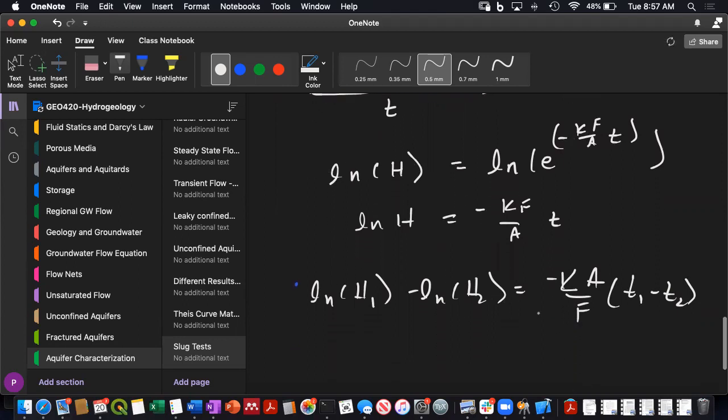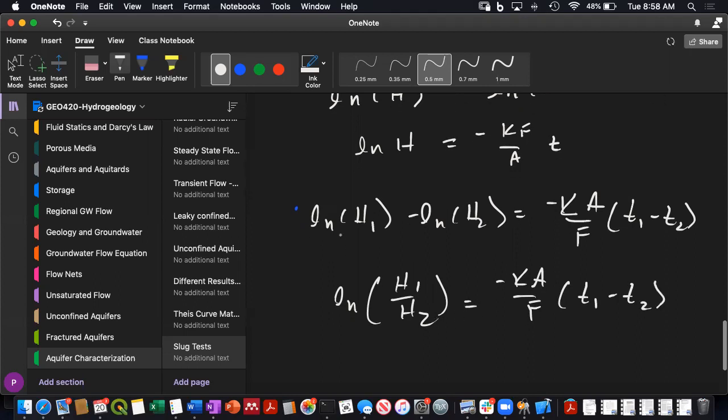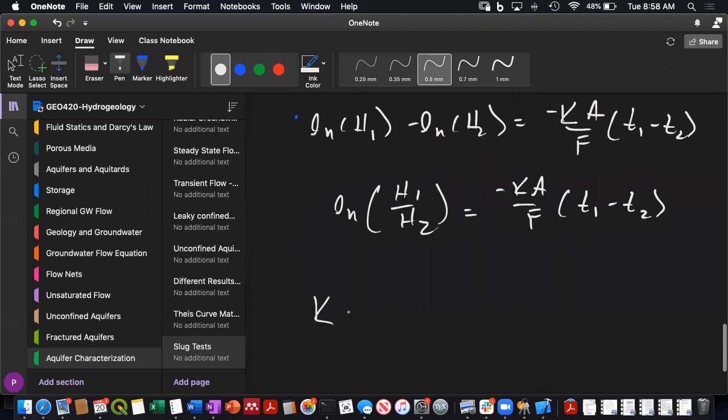Then I just do some algebra here. Ln H1 over H2, that's just the rules of natural log, is equal to negative KF over A times T1 minus T2. And then I can solve for K. So K is equal to A over F, times 1 over T2 minus T1, times ln H1 over H2.